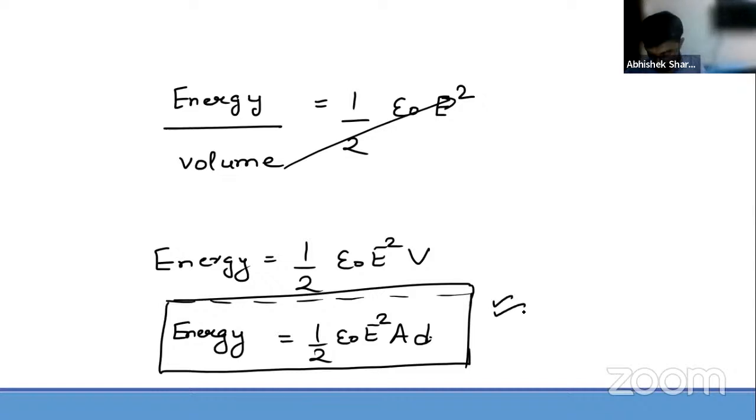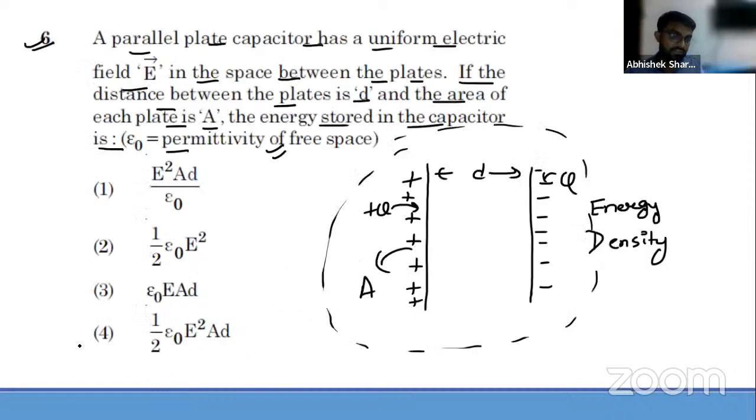This is giving you the complete energy. So if you see, the answer will be option 4. Answer is 4.